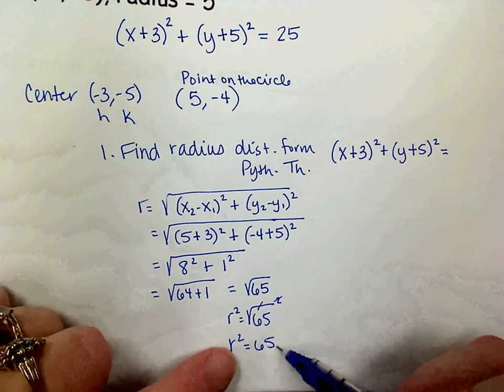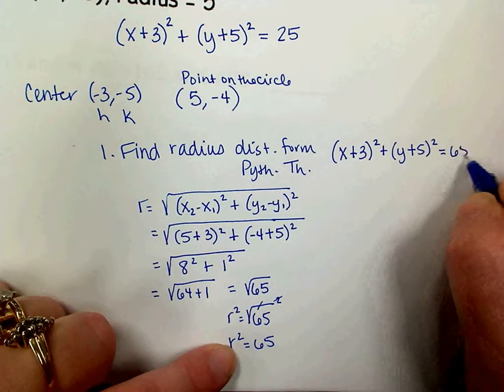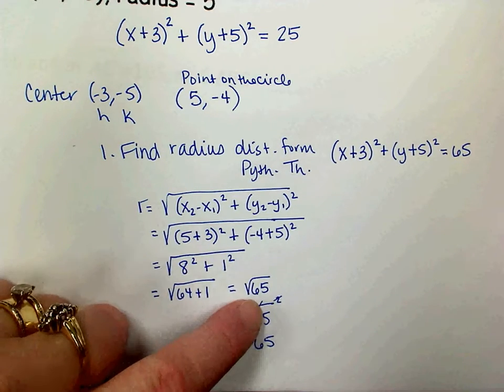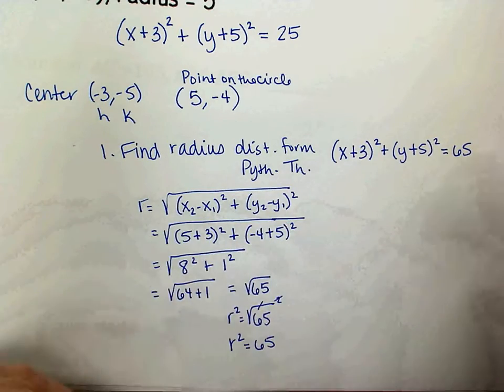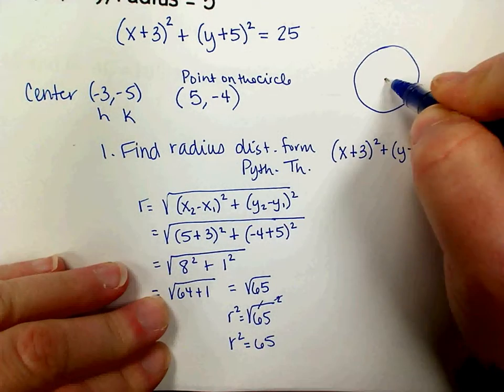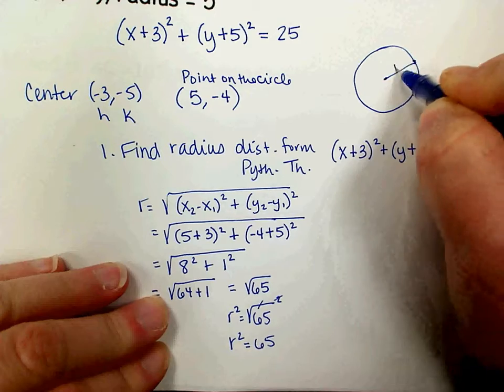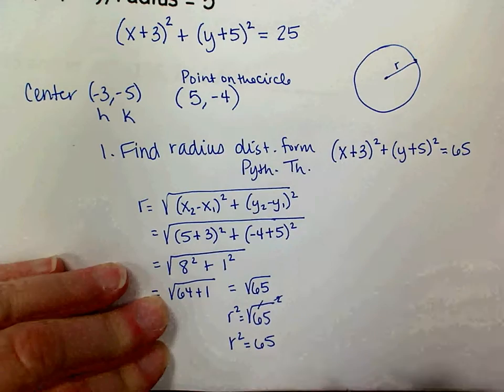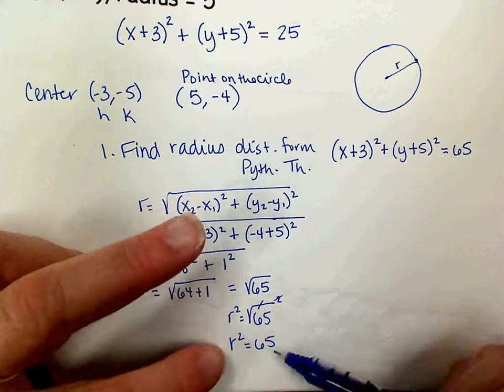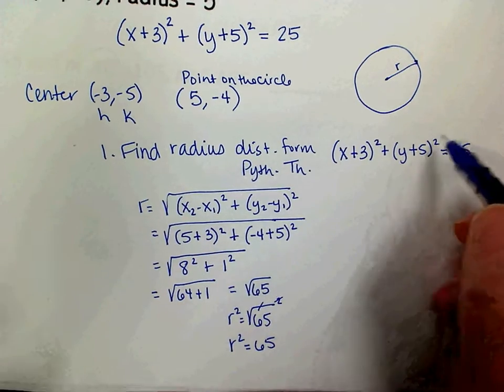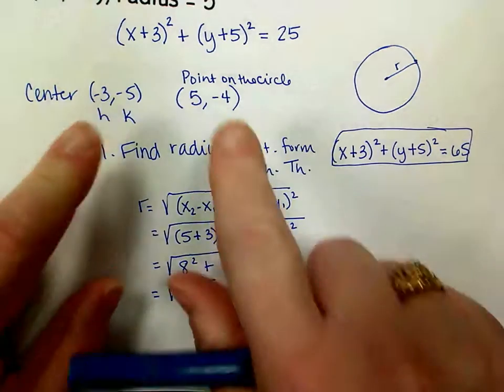So the radius squared is the 65, not the square root of 65. That's my radius. The radius is the distance between the point on the circle and the center. That's what we found, the distance between those 2 points, for our radius. And then squared it to get our r squared. So this would be the equation of the circle with that scenario.